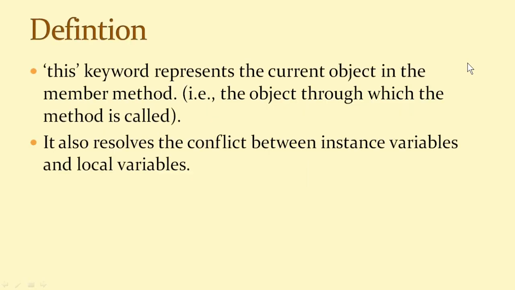The this keyword represents the current object in the member method. So what is this current object? The object through which the method is called. That is what we call the current object. So the this keyword will represent the current object.